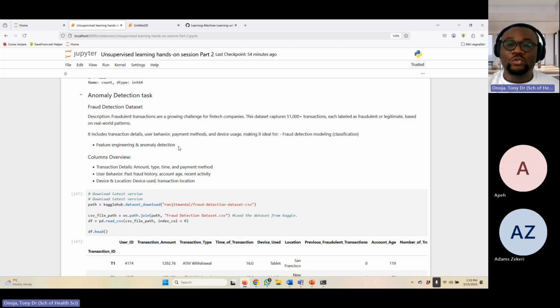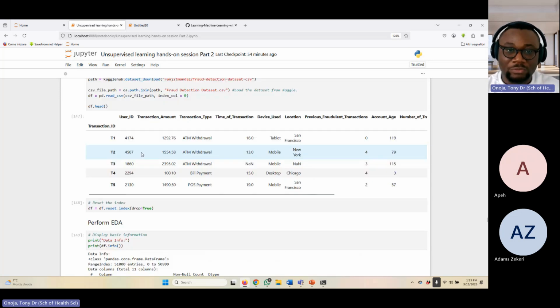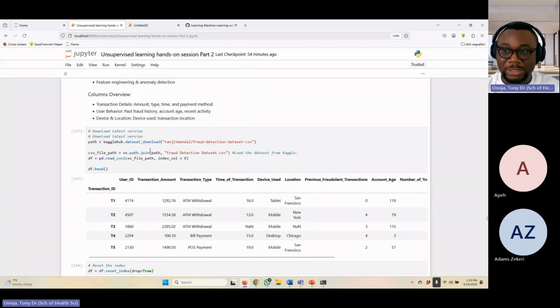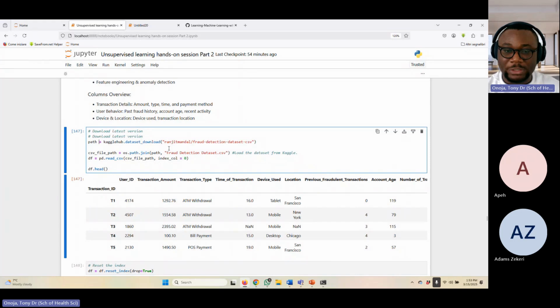In order for you to go ahead and start modeling this data set, it will make sense if you could see some of those hidden patterns that are in the data set. And anomaly detection provides you the right tools to be able to see these patterns. So that's why we're doing this anomaly detection approach. The first thing is we call the data set, and we are calling it from Kaggle.